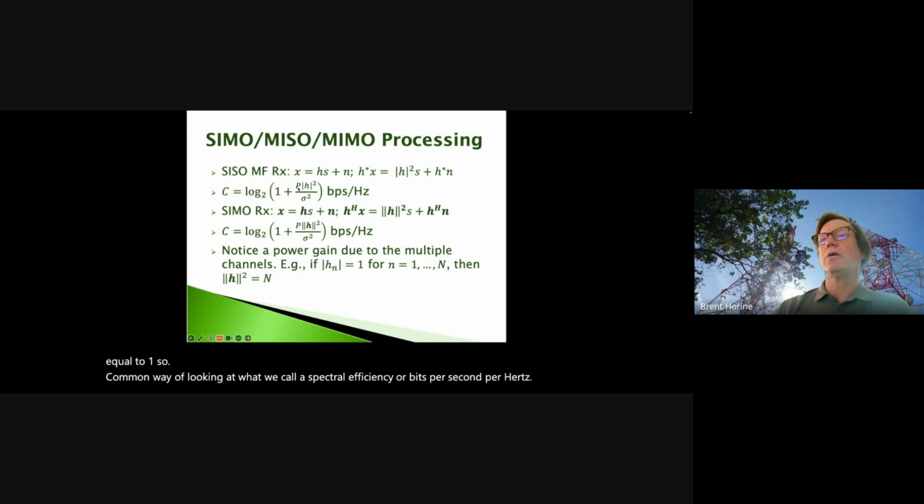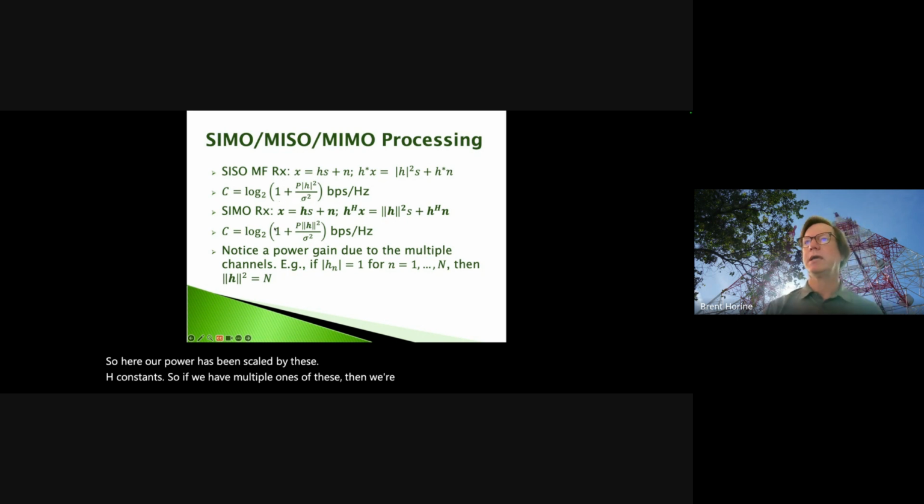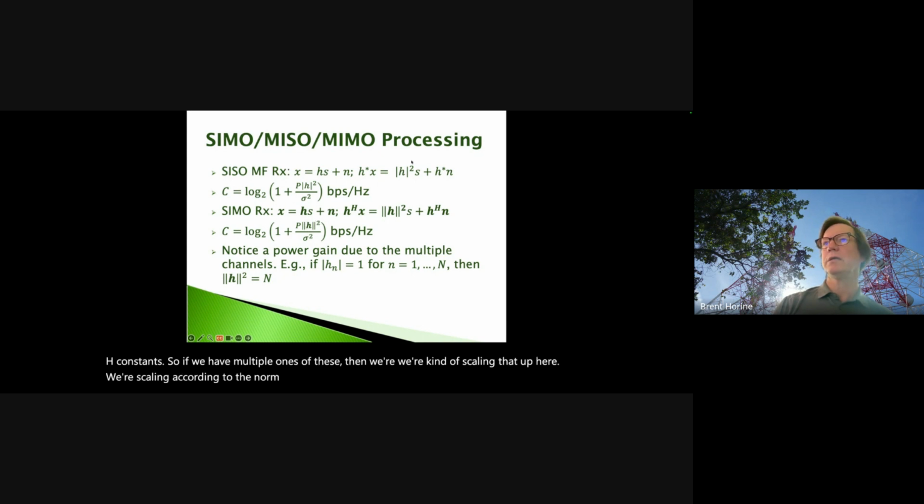So here our power has been scaled by these H constants. So if we have multiple ones of these, then we're scaling that up. Here we're scaling according to the norm, right? Here, this is just the absolute value of this H thing, but here it's the norm. So this is potentially better.